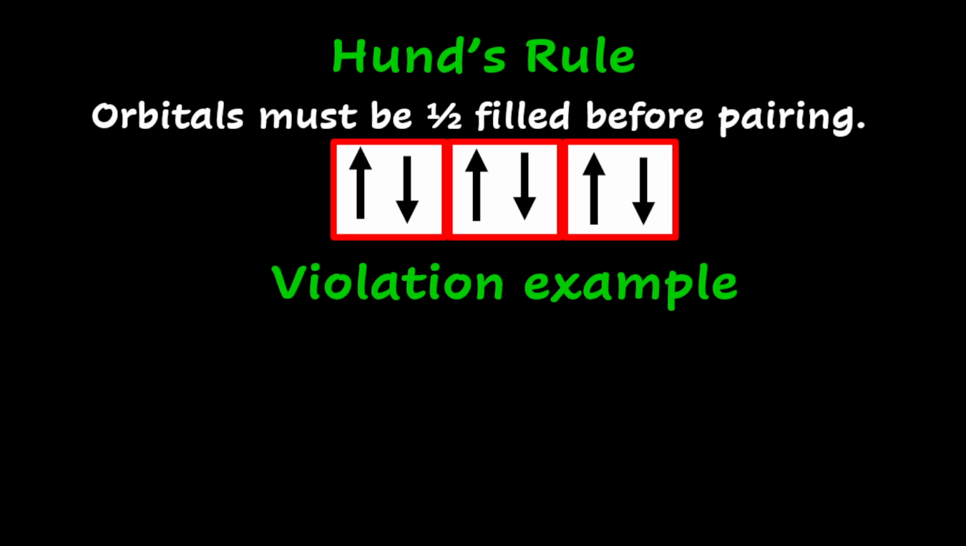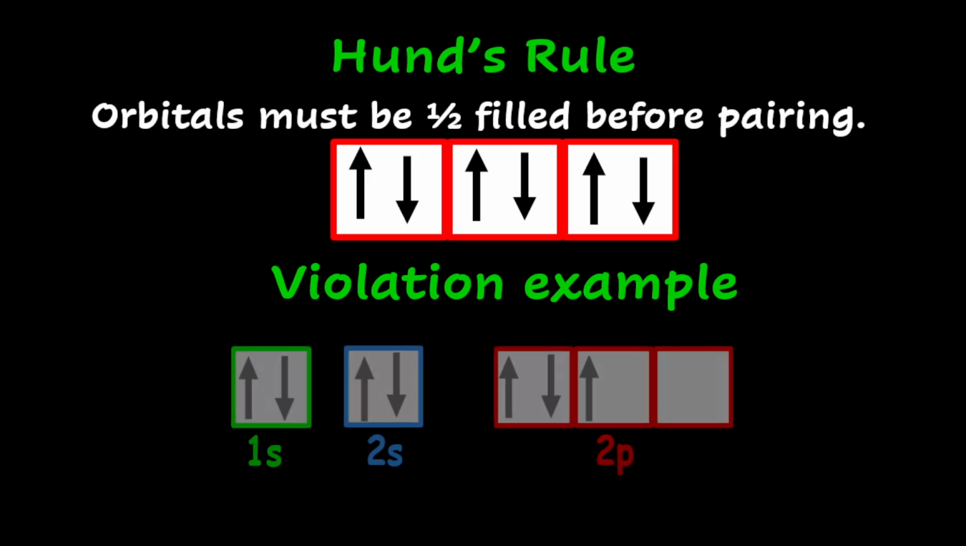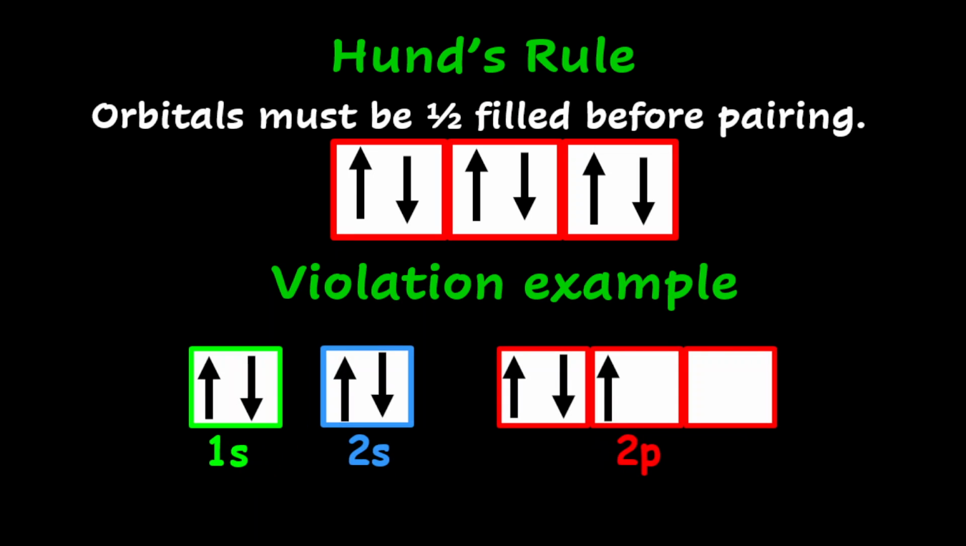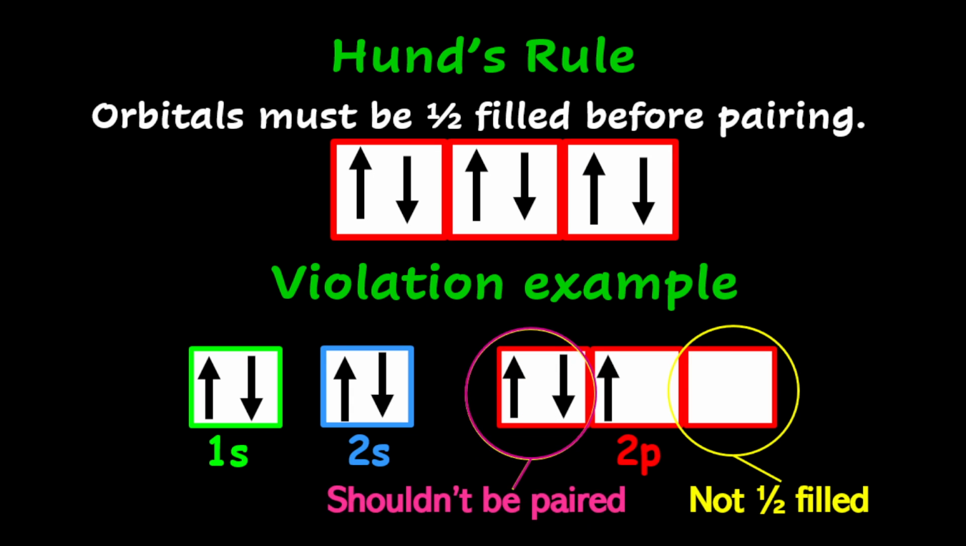Now a consideration or an example that violates Hund's rule. If you look at the following electron configuration or order of filling of electrons, what you'll notice is on the 2p subshell, notice the very last orbital is not filled. However, the first orbital has already started to pair up, which should not take place. So pairing should not take place unless you have filled all the orbitals first.